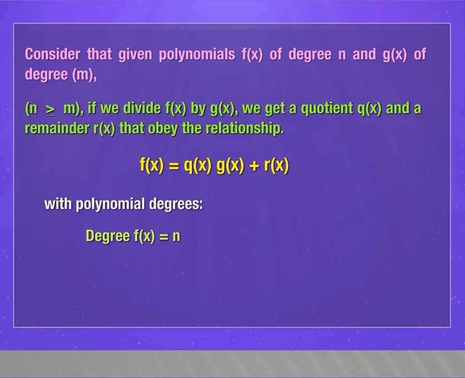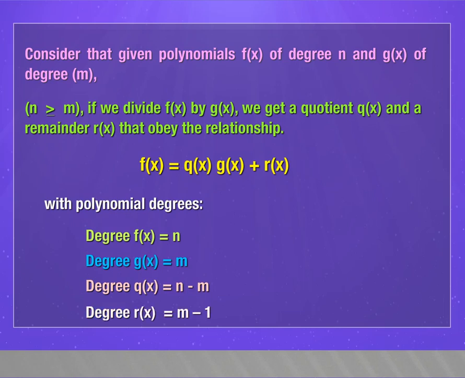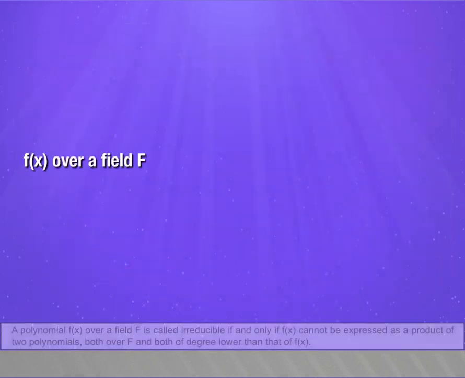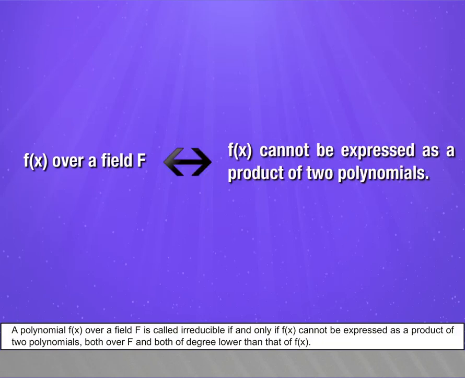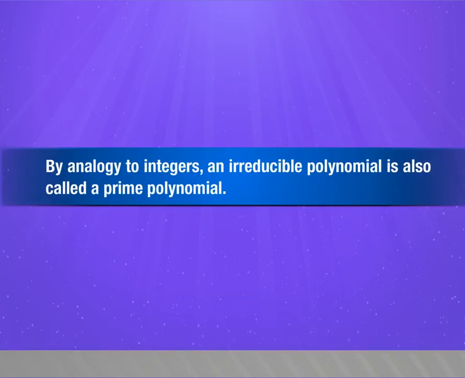Degree f of x is equal to n, degree g of x is equal to m, degree q of x is equal to n minus m, degree r of x is equal to m minus 1. A polynomial f of x over a field F is called irreducible if and only if f of x cannot be expressed as a product of two polynomials, both over F and both of degree lower than that of f of x. By analogy to integers, an irreducible polynomial is also called a prime polynomial.